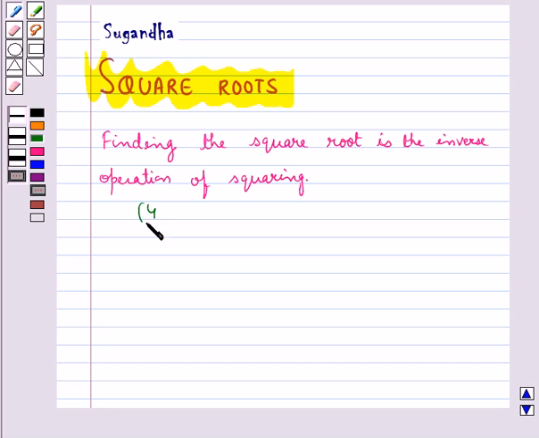Like we know that 4 square is equal to 16. So we say square root of 16 is 4, and we use this symbol to denote square root. So we can say that square root of 16 is 4 in this way.